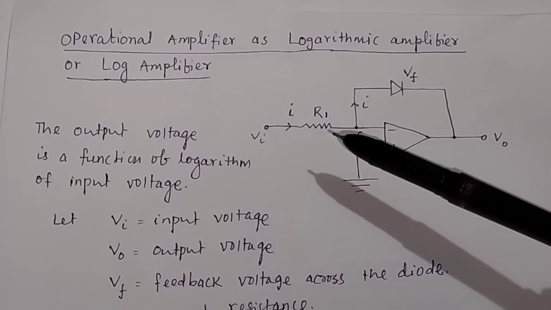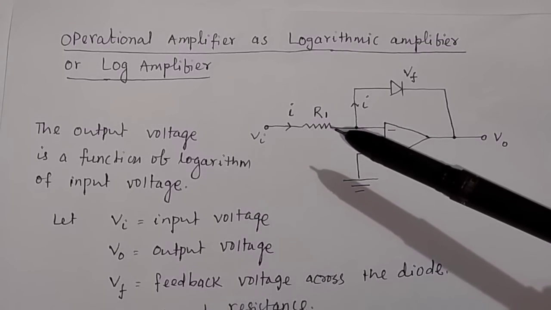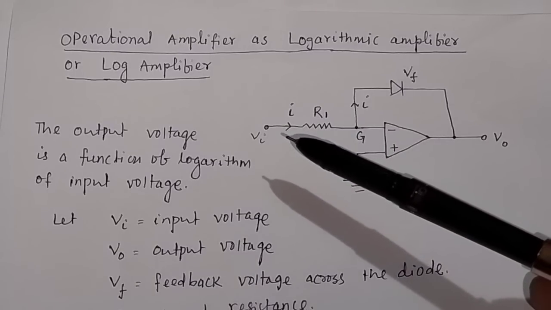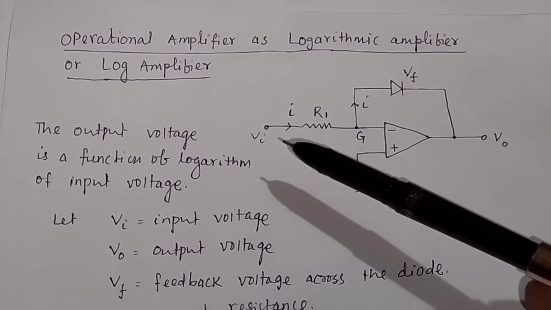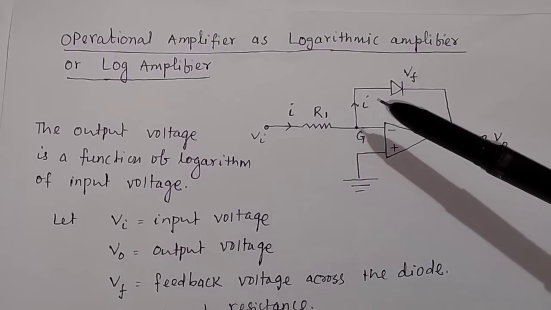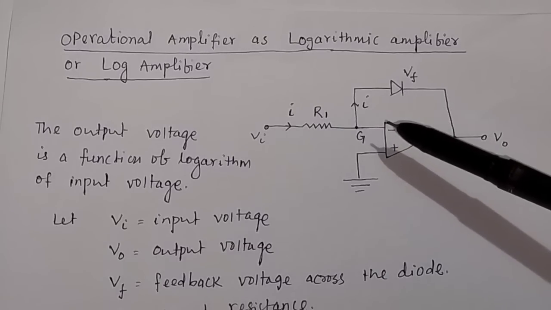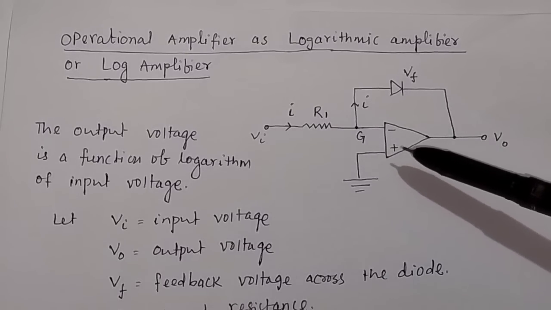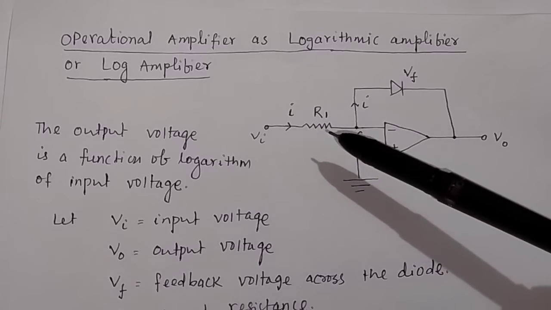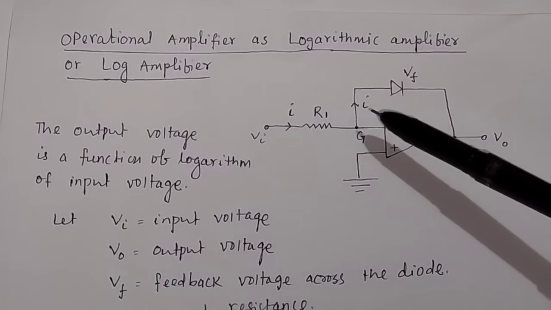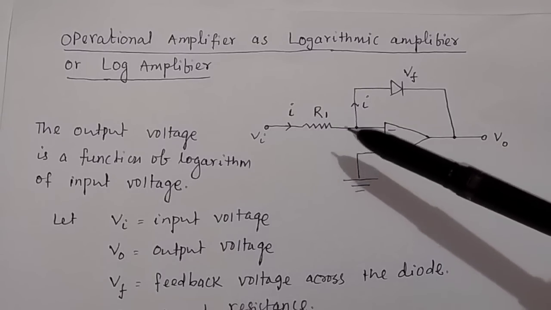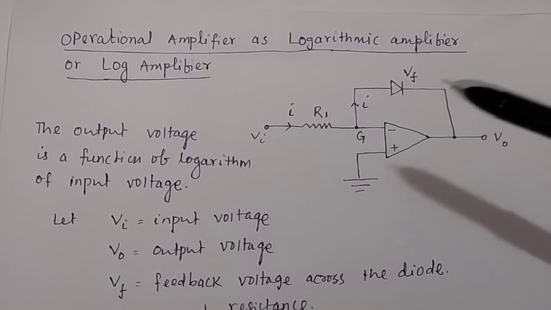And here R1 is your input resistance, and the current from the source, or from the input voltage, is suppose equal to I, and the same current will also flow through this diode. Because the input impedance of the operational amplifier is very high, the current passing through this input resistance will be the same as the current passing through this diode. I have discussed this in the previous video.